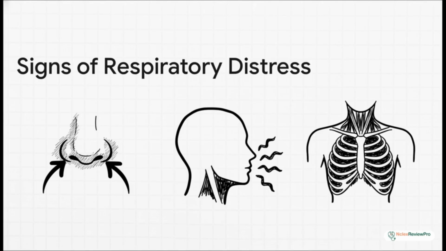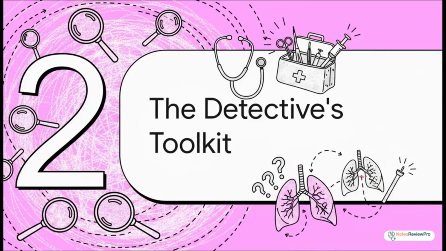Nostrils flaring open, trying to widen the airway. Noisy breathing like a high-pitched sound called stridor, which tells you the passage is narrowing. Or seeing someone use their neck and chest muscles just to pull in a breath. Those are huge red flags that someone is in very serious trouble.